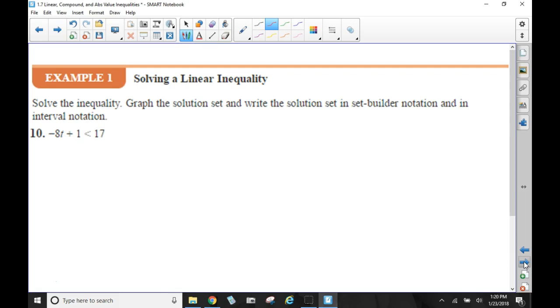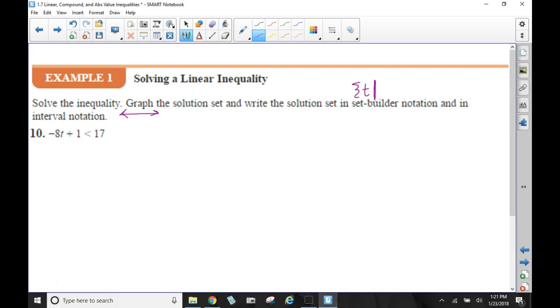They want us to solve the inequality and graph the solution set. Graph means to put everything on a number line. That's what graphing means. Put it on a number line. Write the solution set in set builder notation. That's going to be the set of all, in this case, t values, such that blah, blah, blah about t. And then we're also going to put this in interval notation. That's with the parentheses and or the brackets and negative infinity and positive infinity. Let's break all that down.